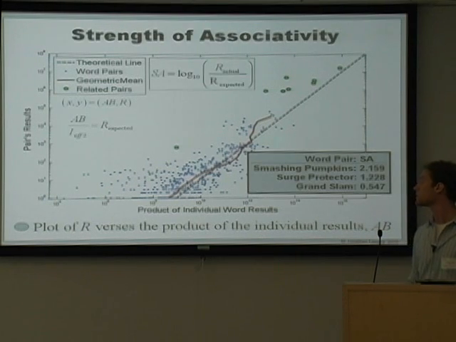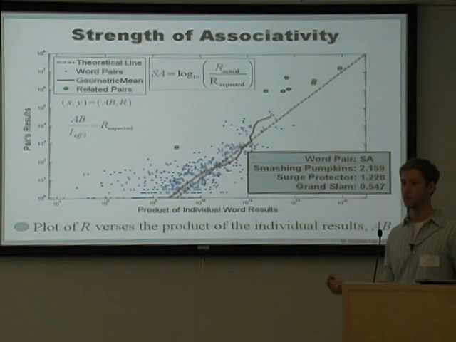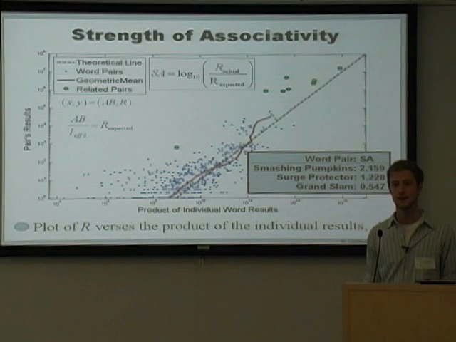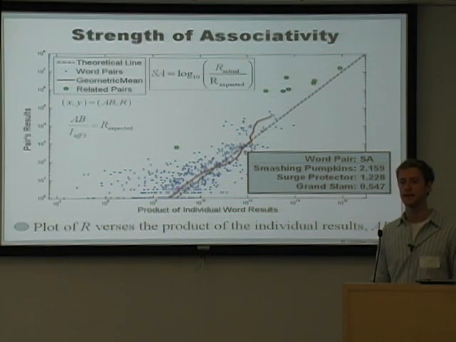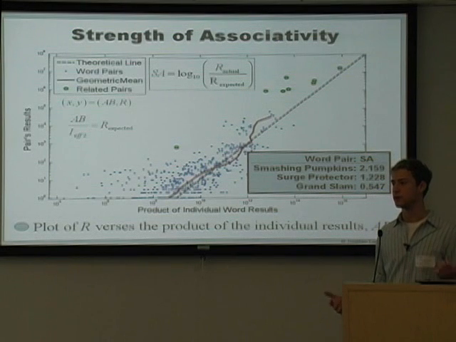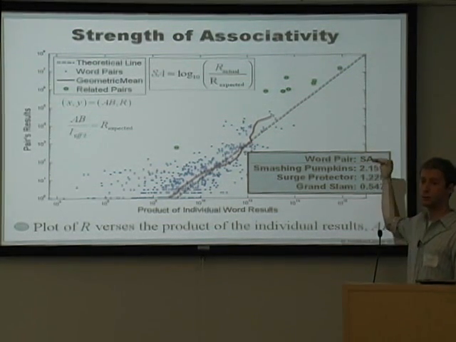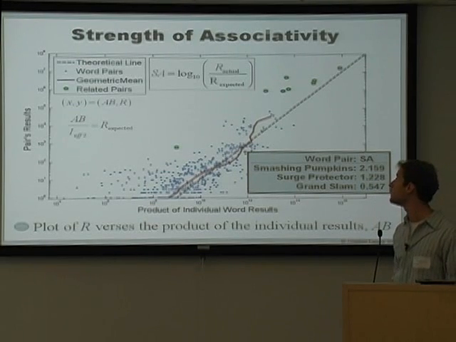But the green points are word pairs that I chose by hand because I thought that they were related in some way. And so you'd expect them to have more results than it would just based on a random process. And in fact, they do. You see that all the green points are above the black dashed line, showing that they have more results than expected just from the model.